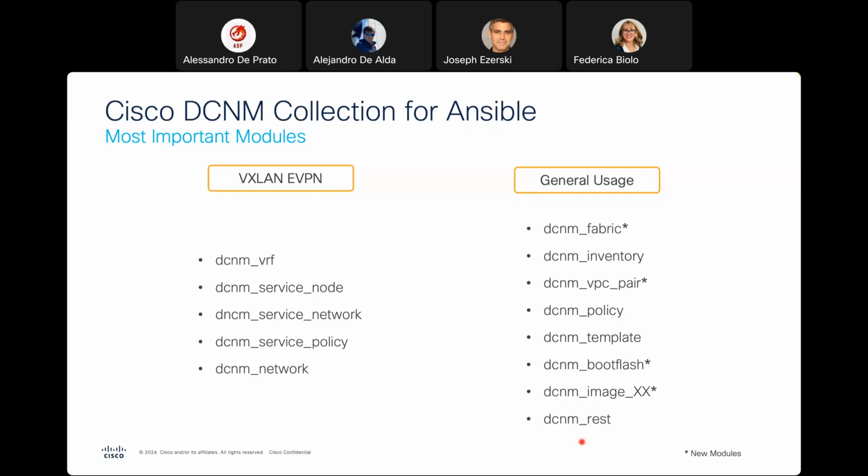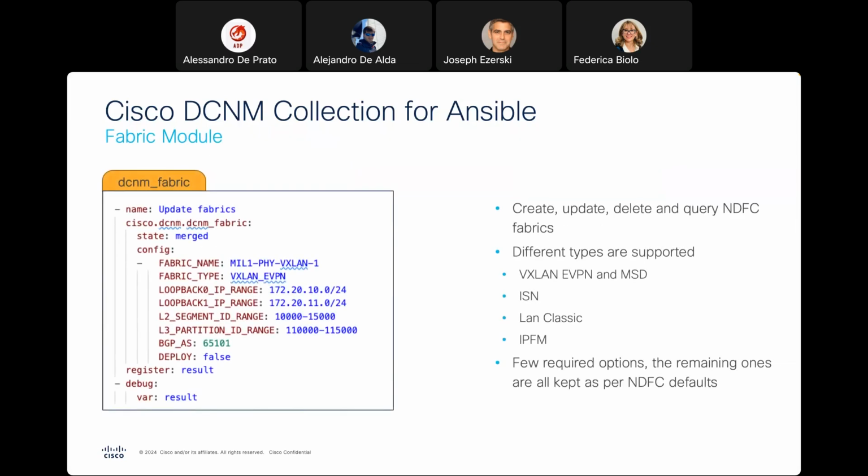Sorry, the DCNM REST module, the last that you see here, which is very important, and you will understand why in a little bit. All the ones which are flagged with an asterisk are the ones that we recently released. So the fabric, the VPC pair, and this DCNM image XX, which contains multiple modules, right? There are multiple modules that are all prefixed with DCNM image that allows us to handle the life cycle of the image management of the devices controlled via NDFC. Let me show you just a few examples over the slides, and then we're going to jump into the demo.